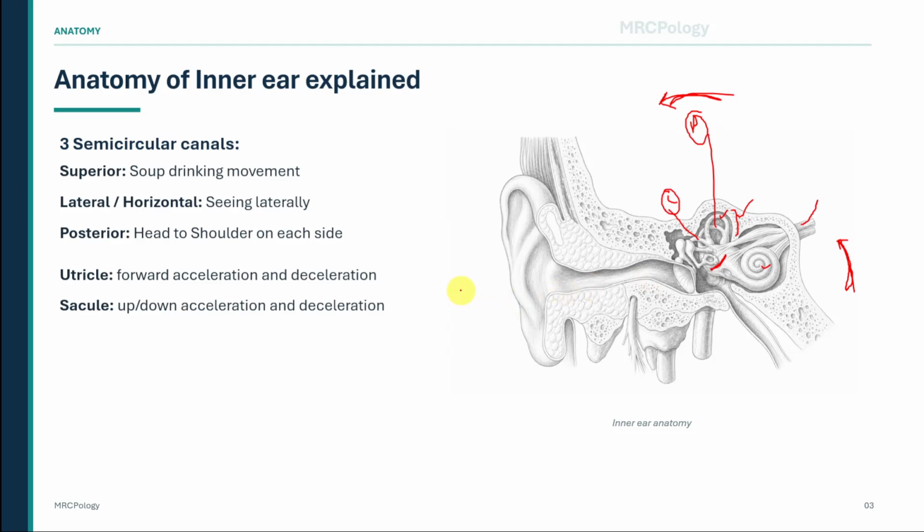Next, look at the vestibulocochlear nerve. It has two major functional divisions. The cochlear division supplies the cochlea, so it is responsible for hearing. The vestibular division supplies the balance apparatus. The superior vestibular nerve supplies the superior and lateral semicircular canals and also the utricle. The inferior vestibular nerve supplies the posterior semicircular canal and the saccule.